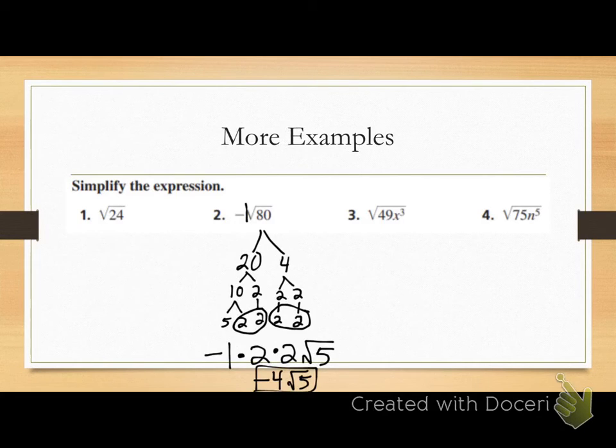We okay with that? Okay, product property. What's the biggest perfect square that goes into 80? 9 doesn't go into 80. 4 goes into 80. 4 times what will give me 80? 20. Is there another perfect square that goes into 20? 4. So is 4 the biggest perfect square? No. 16. Very good. 16 times what will give me 80?